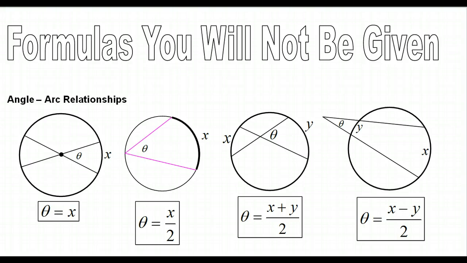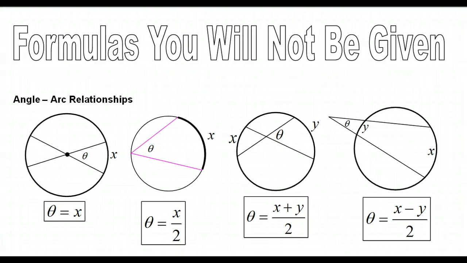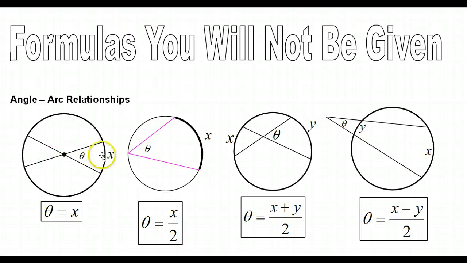And then the second two circles represent new material. So just a quick review. First we learned about the relationship when the vertex of an angle is at the center, like angle theta here. And we learned that the angle and the arc are the same. Like if this is 30 degrees, the arc is 30 degrees. That was called a central angle.